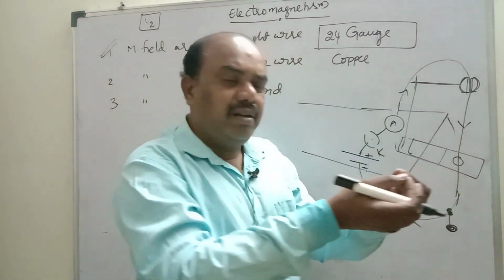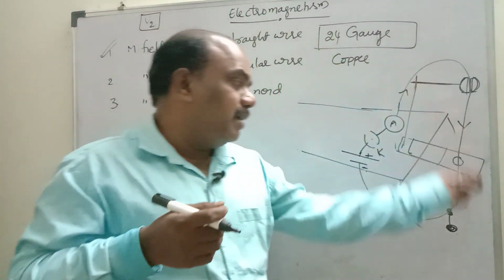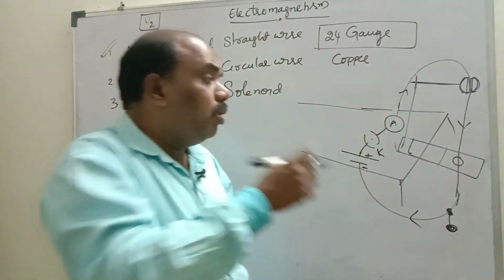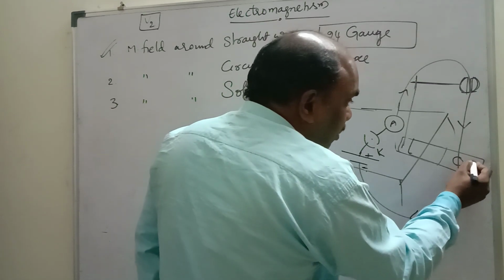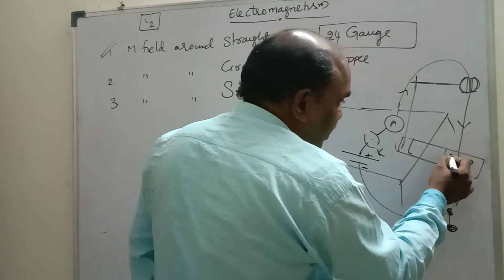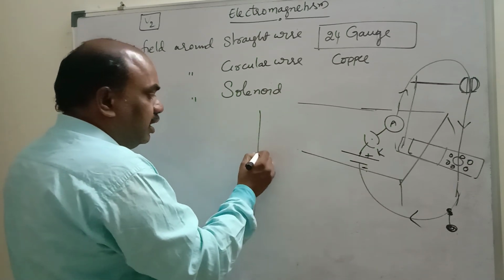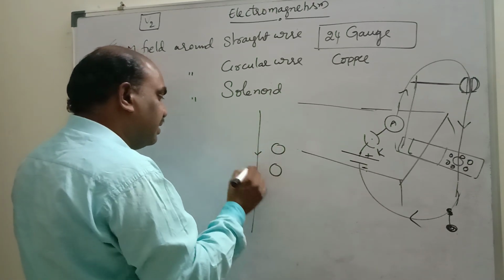Because it is very thin, it easily melts. To make it straight, here we suspend a small stone. Now place small compasses around this cardboard. Around this wire, place small compasses. Let us consider this is a straight wire. Place small compasses like this around it.